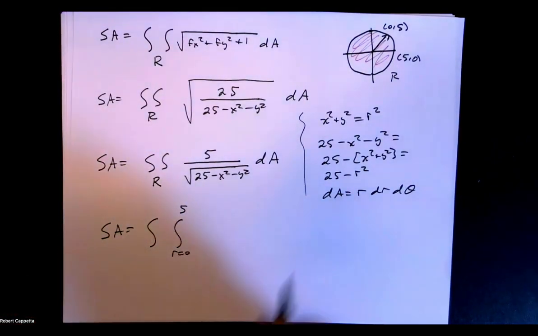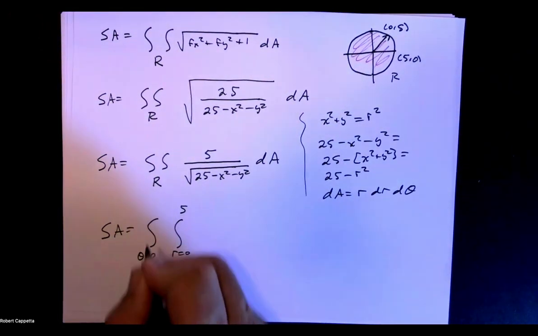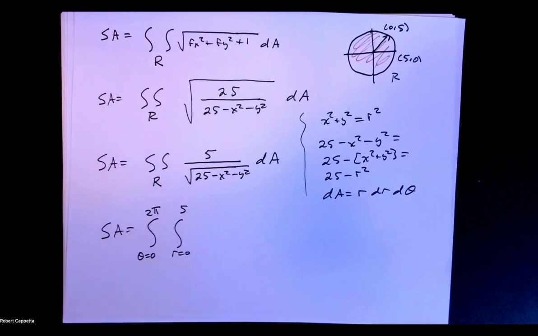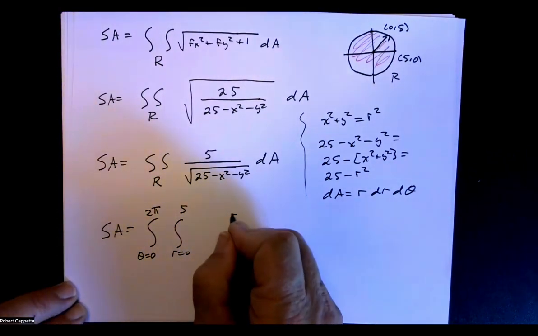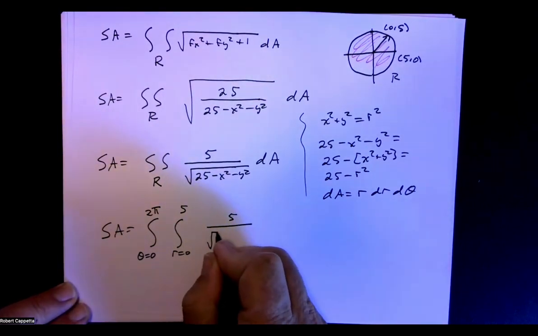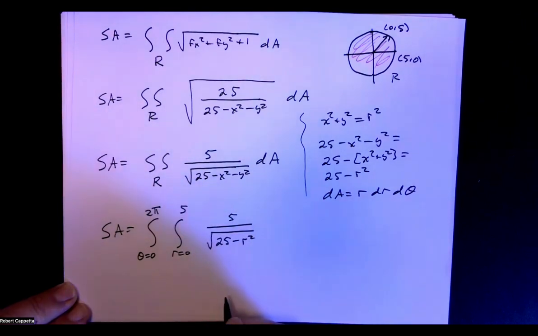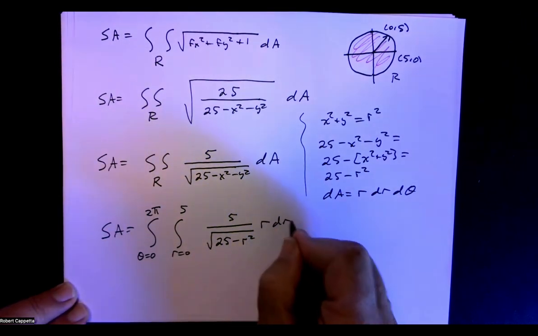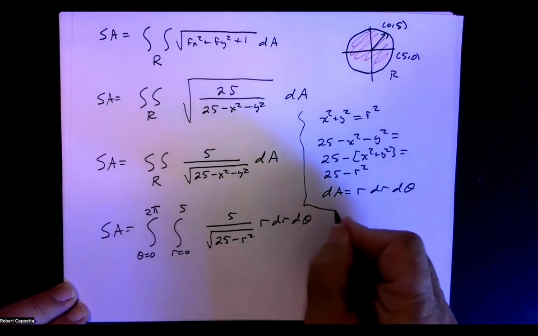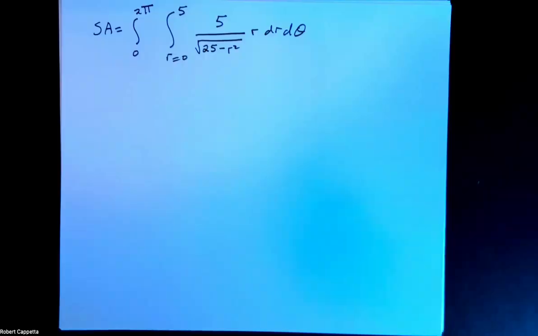And what does theta range from? Well, it goes all the way around the circle. So theta ranges from 0 to 2 pi. Making our substitutions in polar coordinates, we get 5 over the square root of 25 minus r squared, and then dA is r dr d theta. And that's the integral we're going to need to work to determine the surface area of that hemisphere.